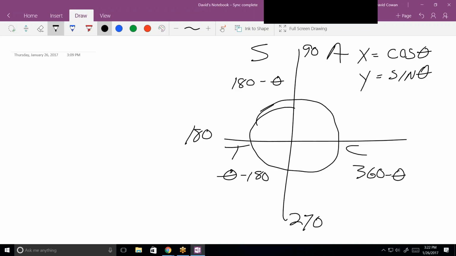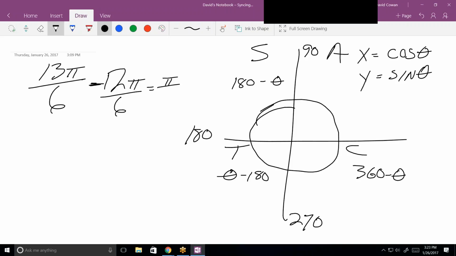The next one is a radian, and it is 13 pi over 6. Is that inside the unit circle or outside? It's outside. So if I'm going to subtract multiples of 360, you would want to subtract 2 pi, right? 2 pi is the same as 360. Well, you're right. 2 pi is the same as 12 pi over 6. So that angle ends up being pi over 6, which is 30 degrees.